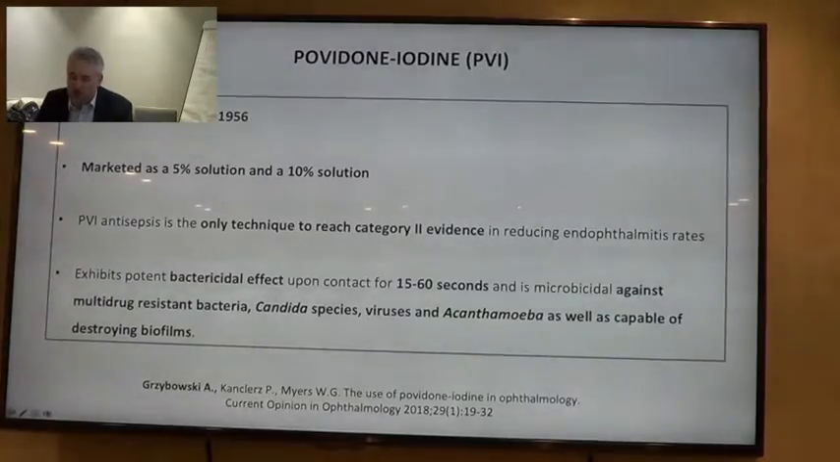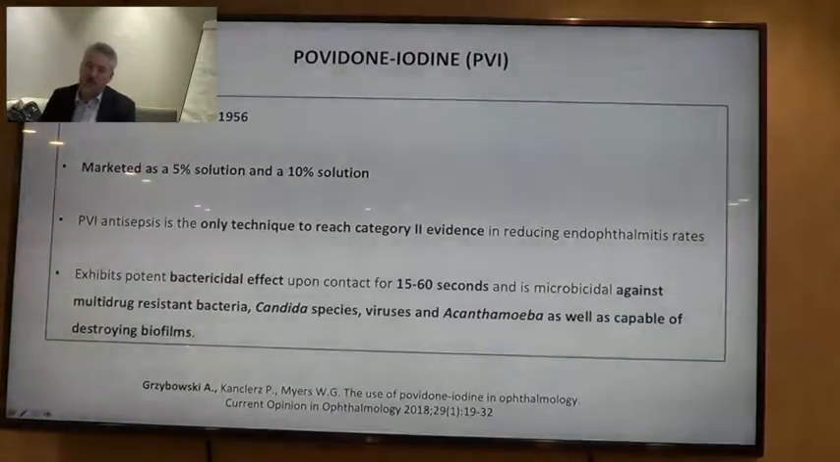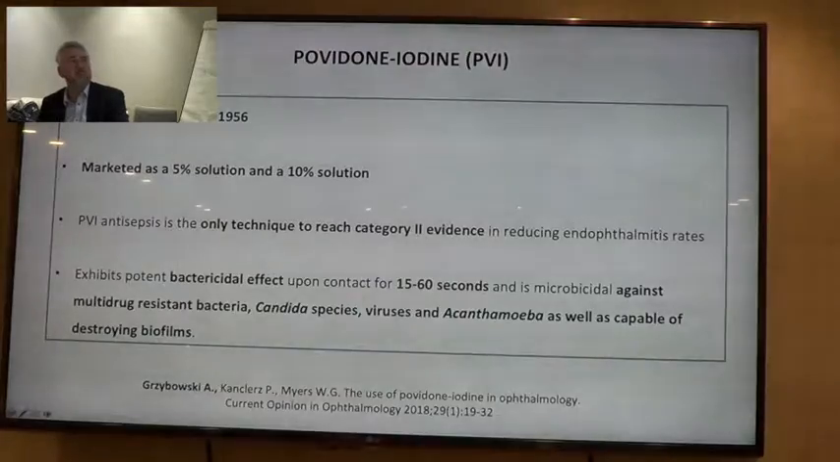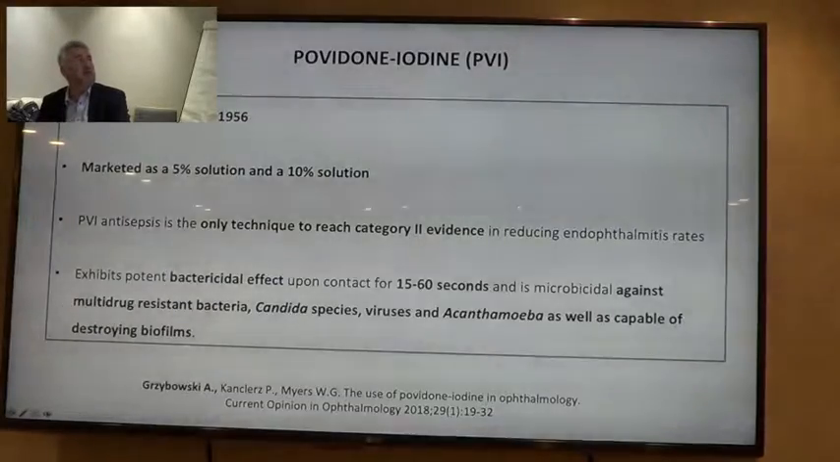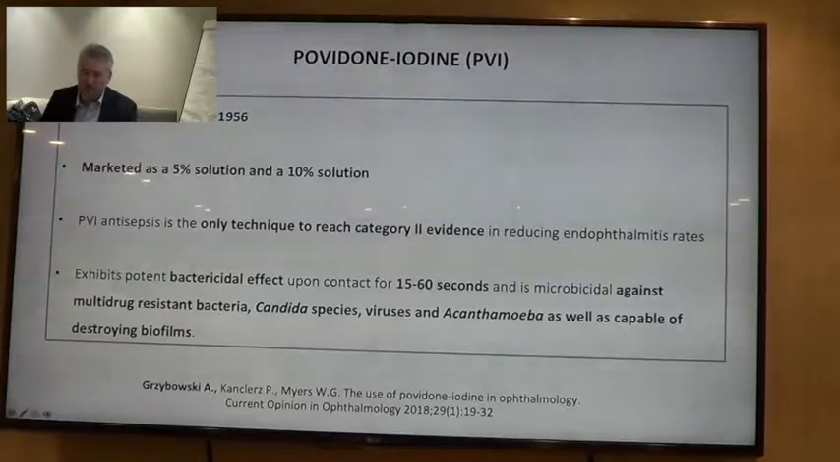But what we know, there are questions we do not have answers to yet, but here is the substance. We are completely sure that it gives us great protection against endophthalmitis and against different microorganisms. It's povidone iodine, which was developed in the 50s, marketed as a 5%, 10% solution, and this is the only technique to reach category 2 evidence in reducing endophthalmitis rates.